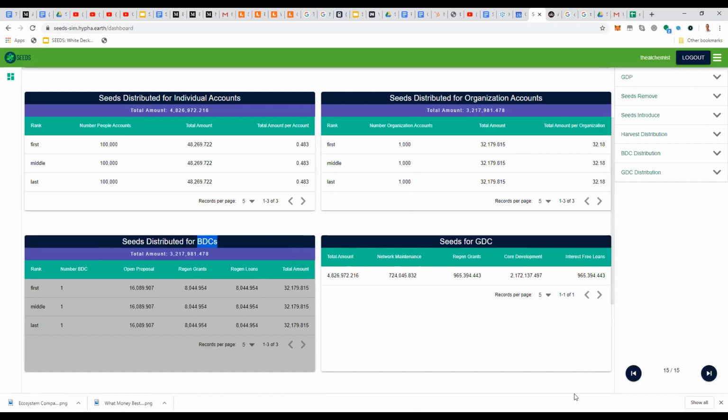Okay. I think equality is great, but we just need to reward the people that will be adding the most value. Yeah, definitely.